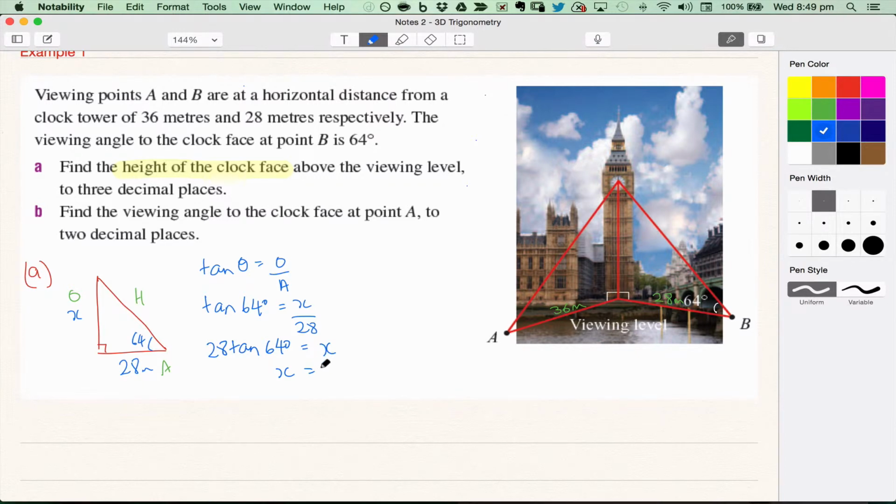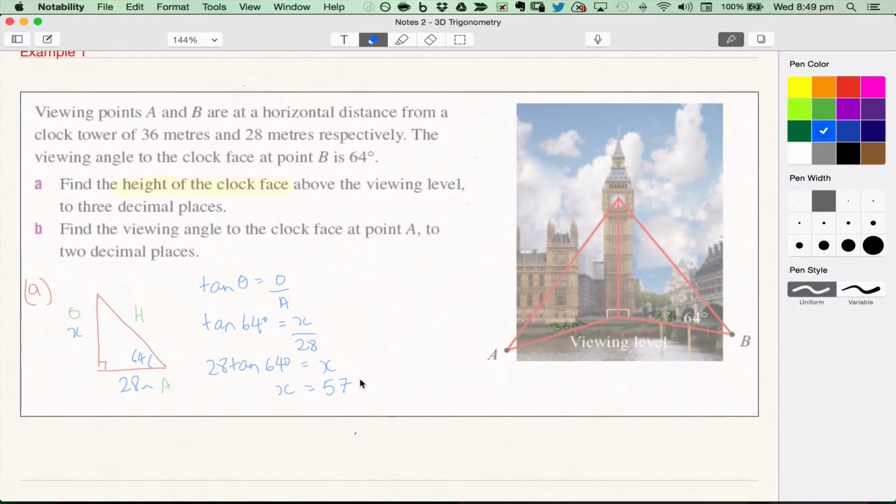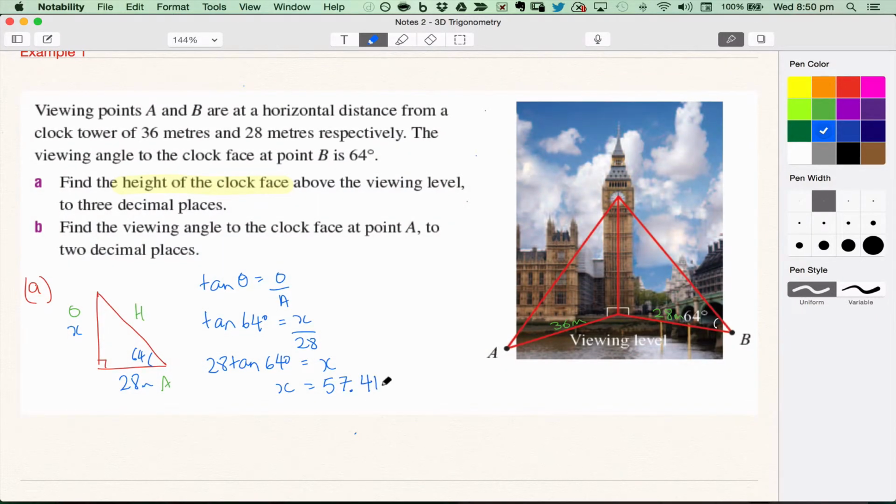And you get x equals 57.41 metres, because this was in metres to start with.